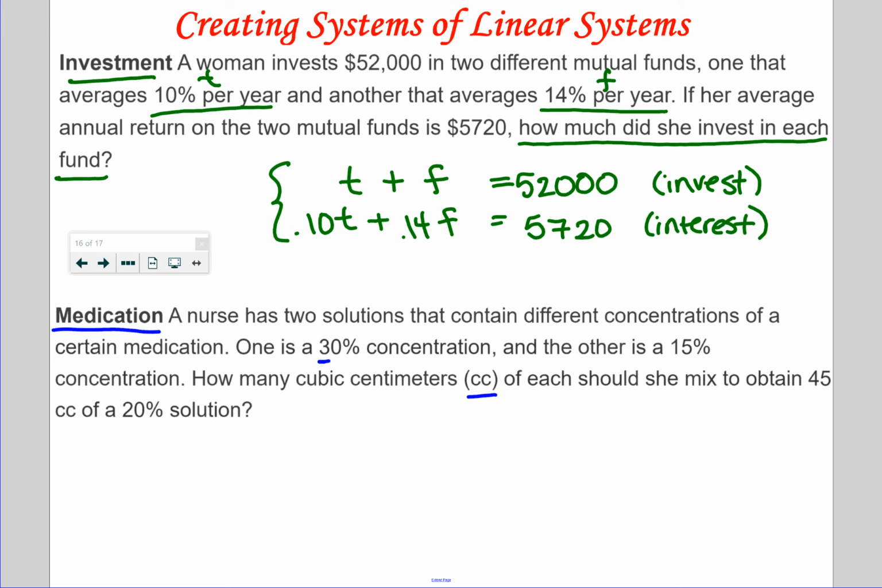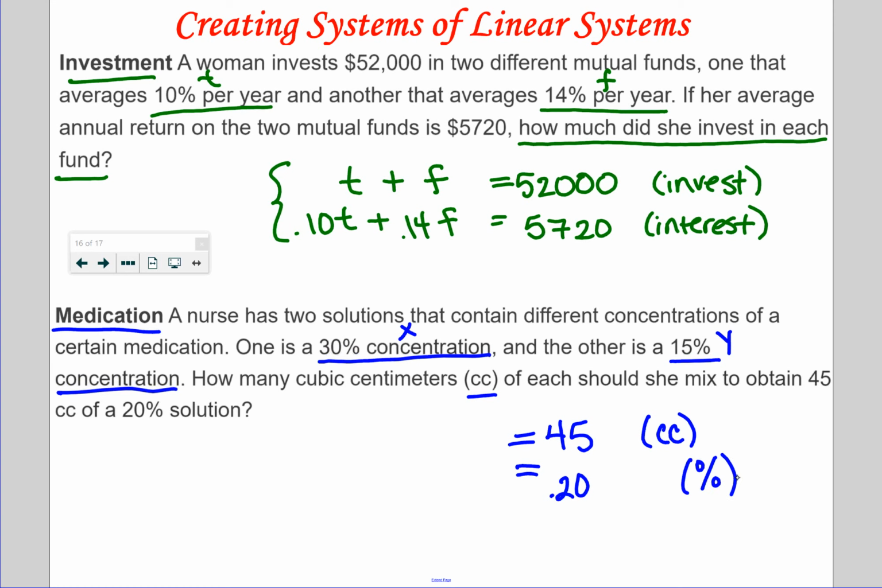So 30% solution, I'll just use an X for that. And 15% solution, I'll use a Y to represent that. Again, you have two totals, so we're going to work backwards. I know total cc's need to be 45, and I know the final percent needs to be 20%, which is 0.20, so we'll call that our percent equation.